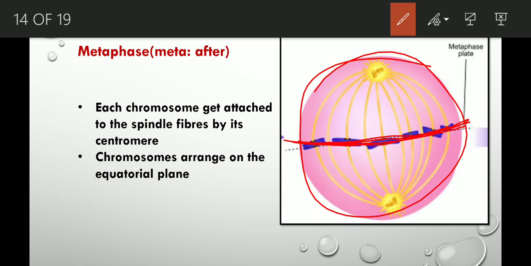Here all the chromosomes are arranged on the equatorial plane. They all are lined up in one plane at the equator. This is the main characteristic of metaphase. A question often comes from this portion. That is, what is the main characteristic or the main event that we find in metaphase? And the answer will be: all the chromosomes are arranged in the equatorial plane.